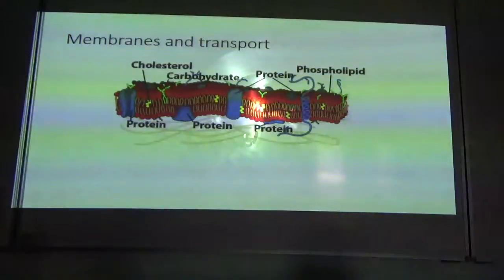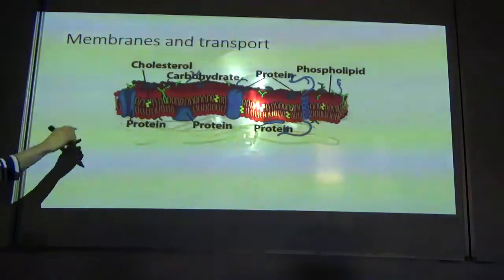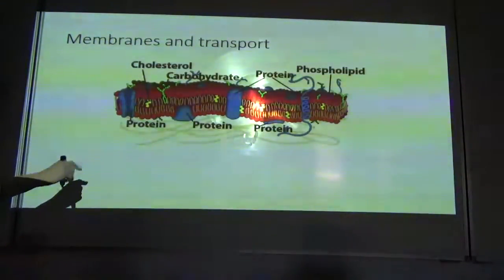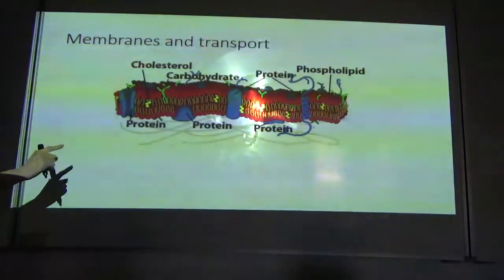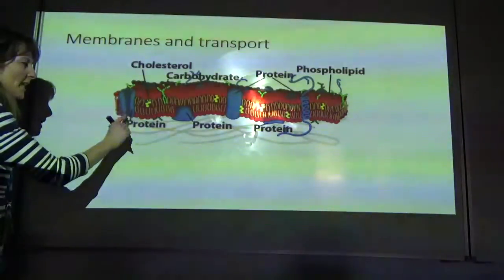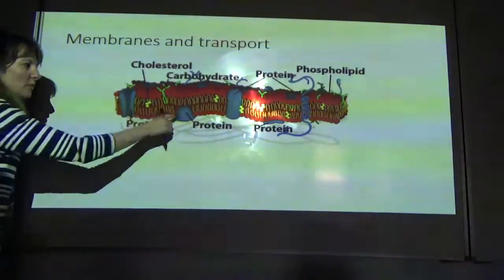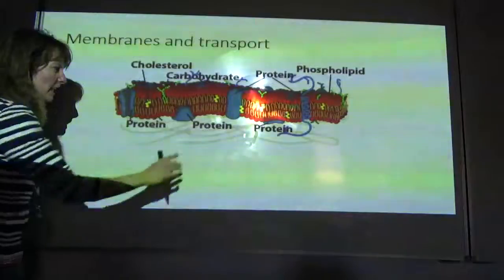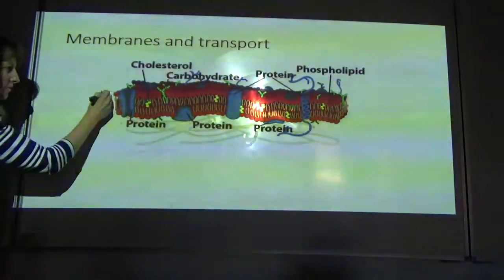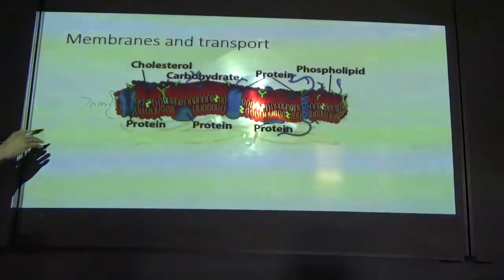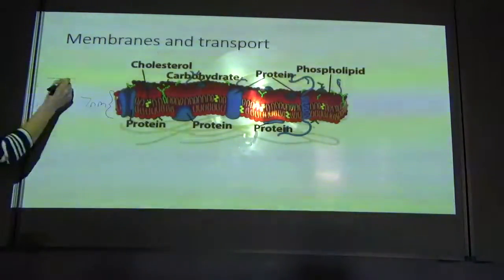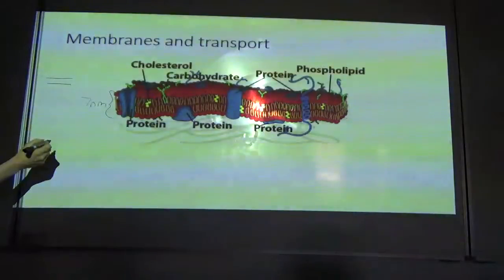Okay, membranes and transport. Membranes are a fluid mosaic model, which means that the molecules within that membrane can move around each other, and the mosaic part is because of the arrangement of proteins within the phospholipid bilayer. So we have a phospholipid bilayer. The width of this membrane is approximately 7 nanometers. Under an electron microscope, that would be seen as two dark bands parallel to each other.